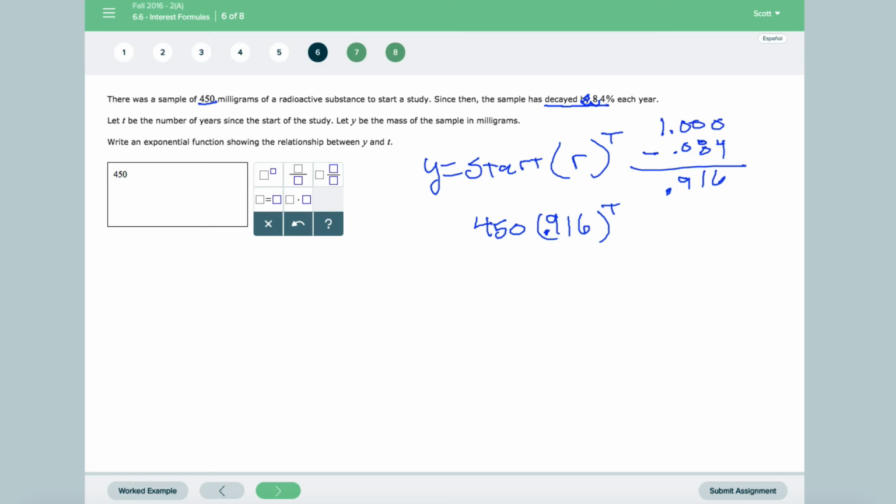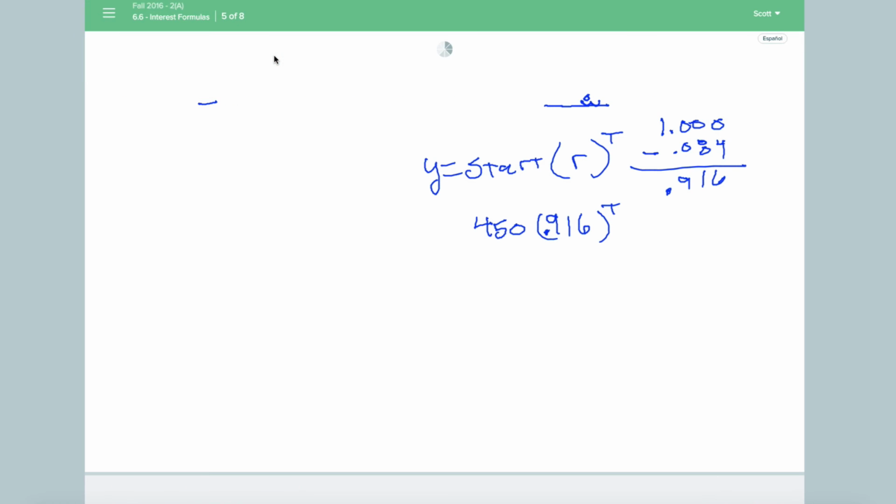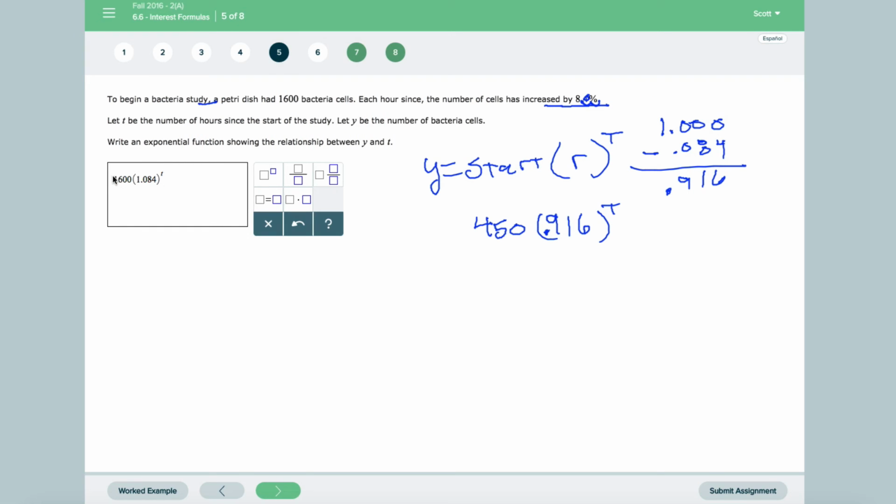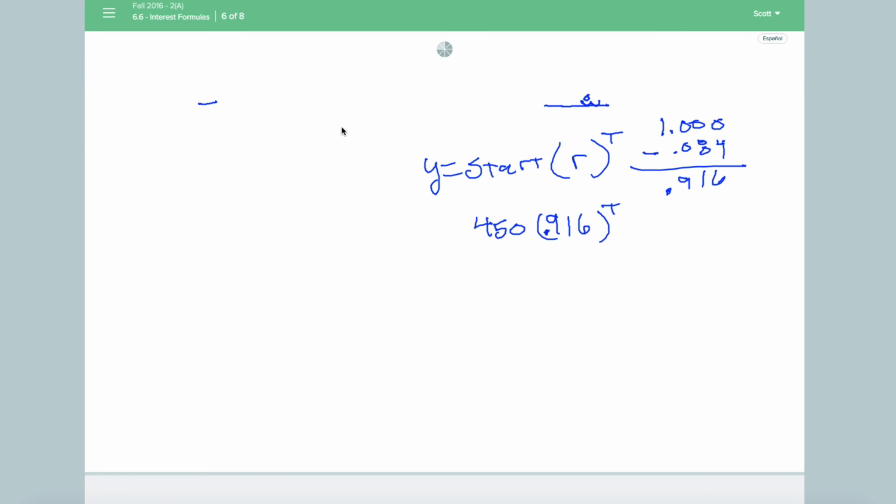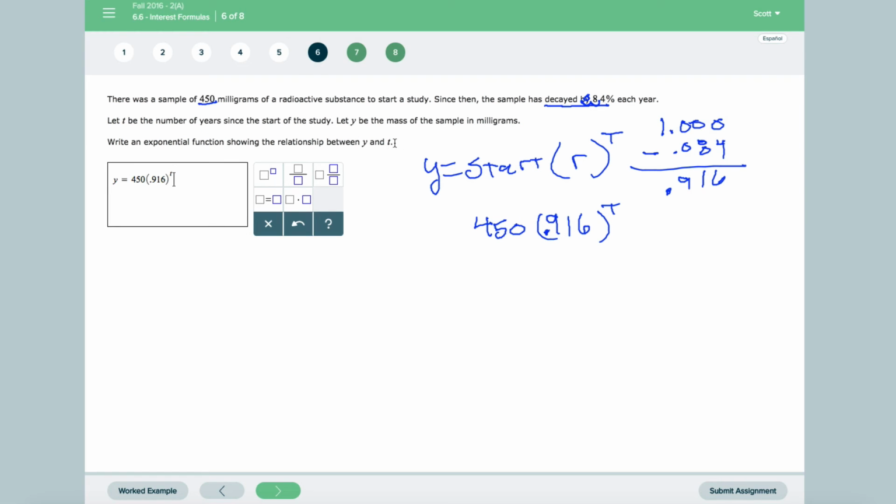So 450 parentheses 0.916 parentheses raised to the T power. Oh, don't forget the y equals. I almost forgot that. I wonder if I forgot that in the last one. Yes, I did. Don't forget the y equals. There we go. Because remember, it wants us to relate y to t. So that would be y equals that.